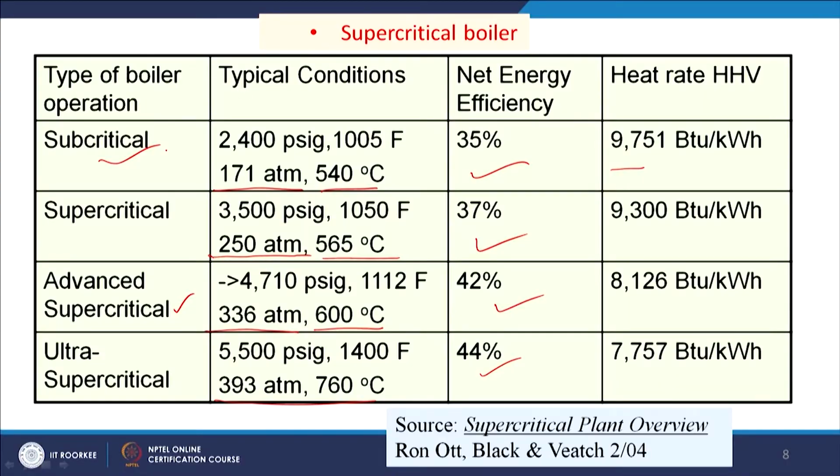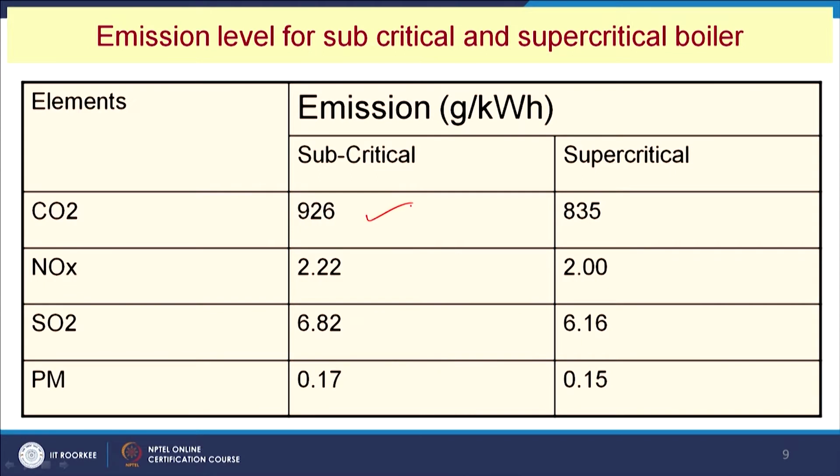So, it is very clear to us that we can improve the efficiency of the process if we replace the subcritical boiler with an advanced or ultra supercritical boiler. In this case, we can also improve the emission levels, like in the case of subcritical, CO2 is 926, and for supercritical it is 835 gram per kilowatt hour of carbon dioxide, and NOx is also reduced. So, it is very clear that in all the cases we are getting some reductions under supercritical boiling conditions. Now, we will come to flue gas cleanup.